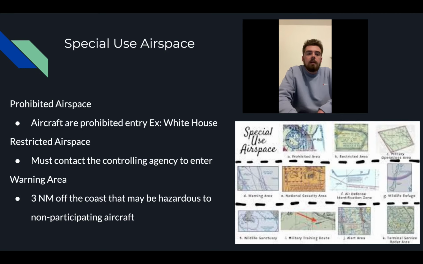In the picture over here, we've got 11 types of special use airspace. You've got prohibited, restricted, military. This is just all the airspace you should know about. That is all special use.